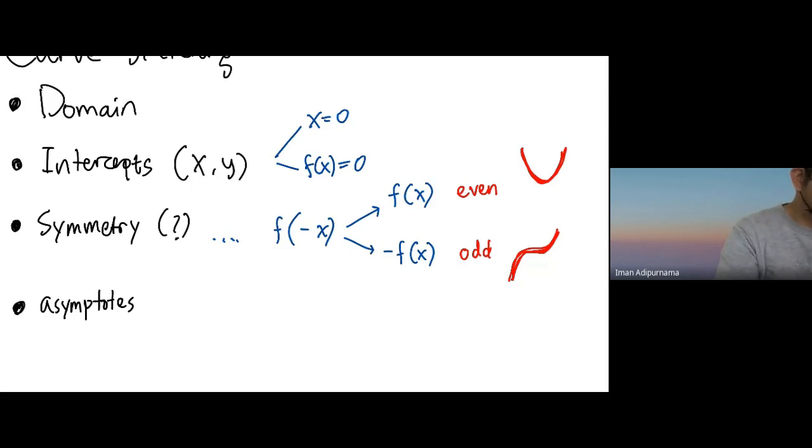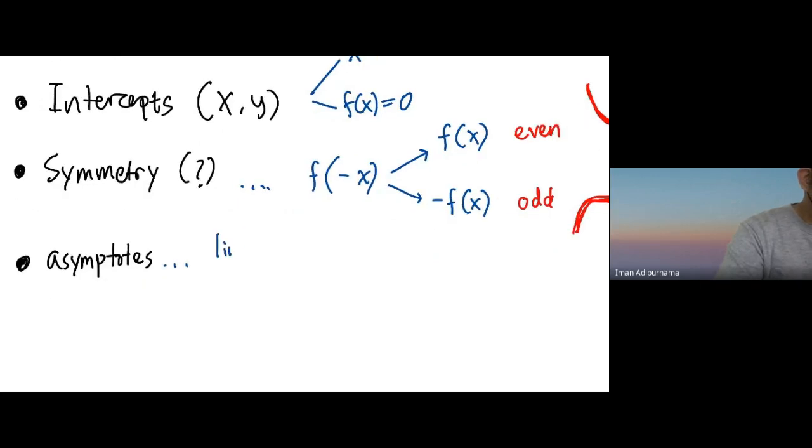And how to find the asymptote? We are back to using limits. For vertical and horizontal, we use limits. So first check the limit as x approaches infinity of the function. If this results in some finite number L, then y equals L will be the horizontal asymptote.